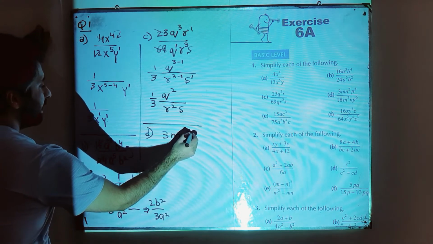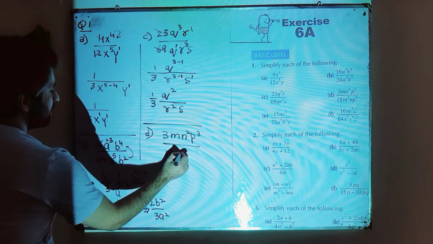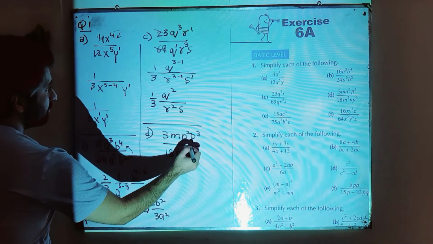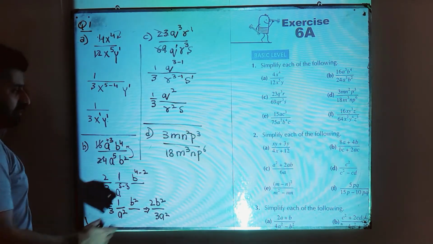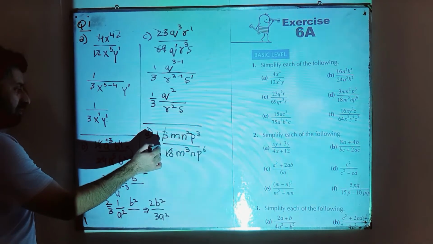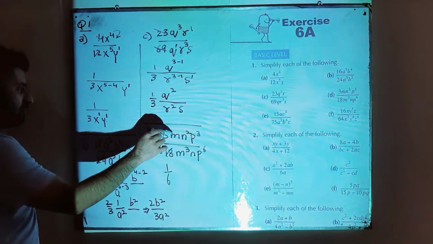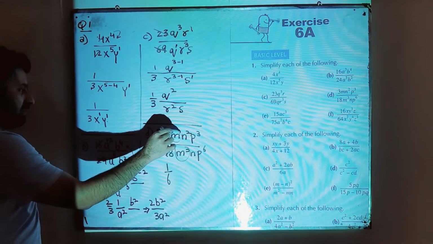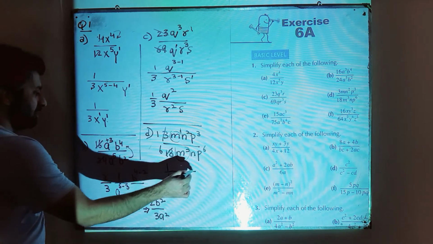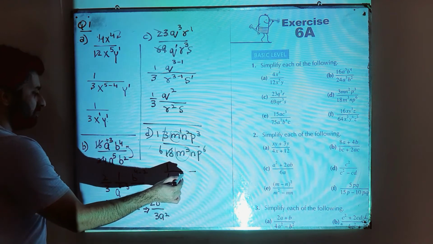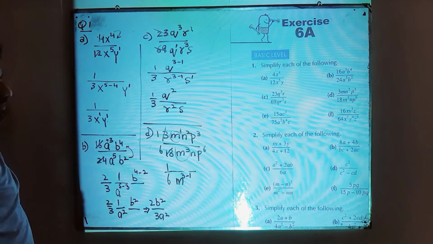3m n square p cube divided by 18 m cube and p power 6. First of all, work on the numbers. 3 1 time 3, 3 6 time 18, it is 1 by 6. Now work on the powers of m. This is m power 1, this is m power 3. Move m power 1 in the denominator, it will become m power 3 minus 1. This power will be subtracted when you move this in the denominator.